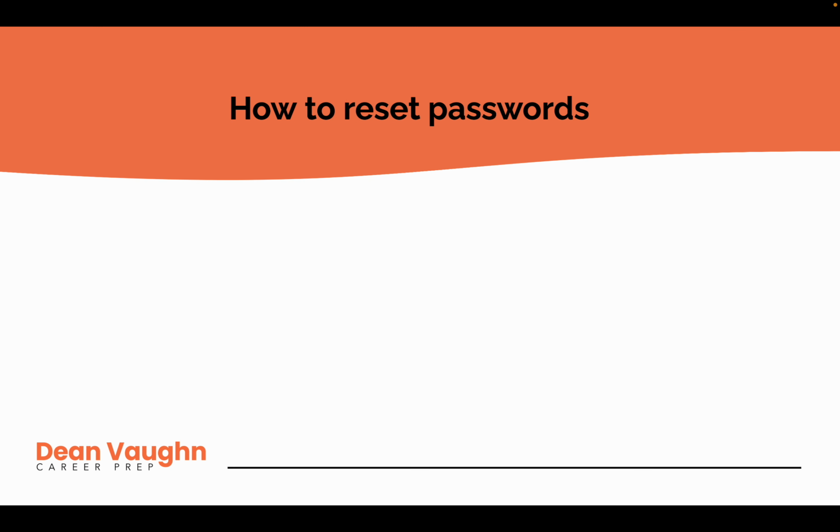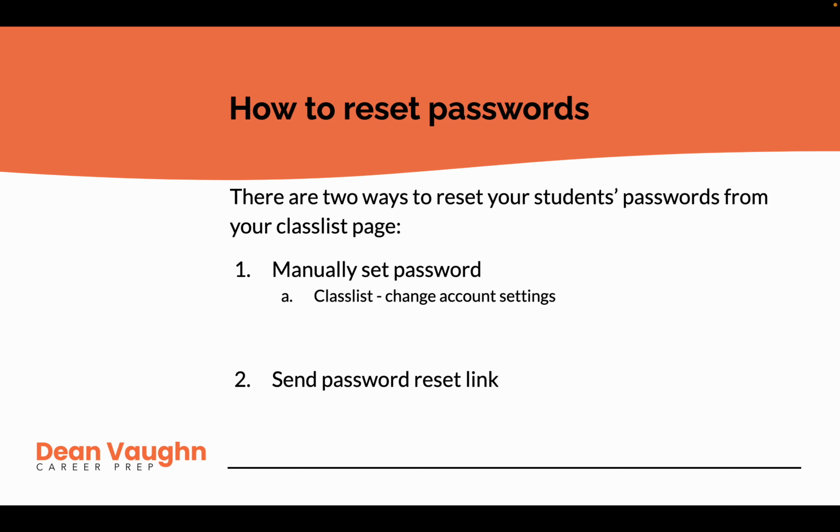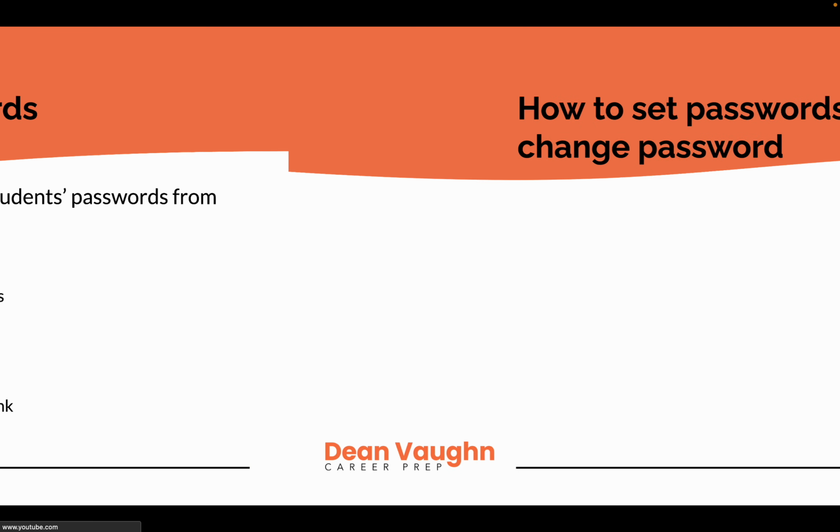Next, let's talk about how you can reset passwords. There are two main ways you can reset your students' passwords from your class list page. The first one is to manually set their password. So you would go to class list, change account settings. And the second option would be to send your student a password reset link so they can reset their password themselves. In that case, you would go to class list, email password reset link.